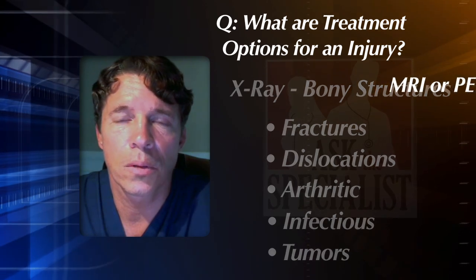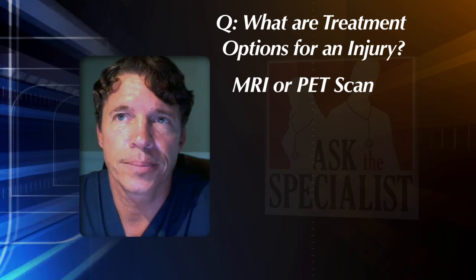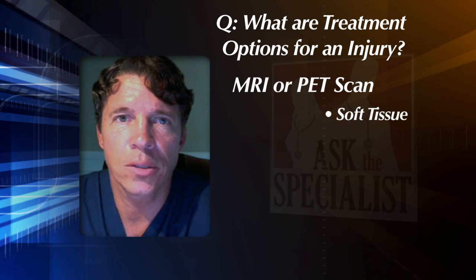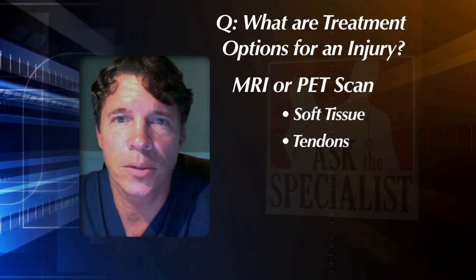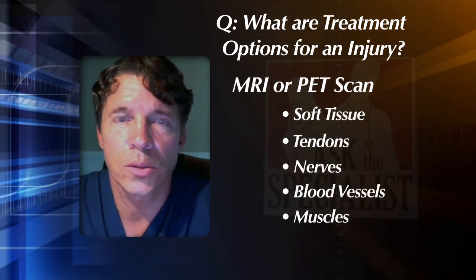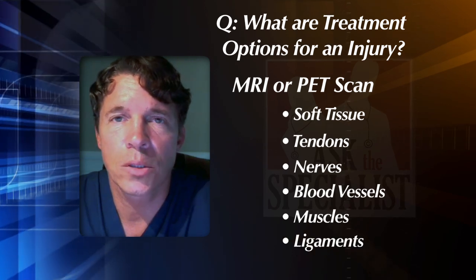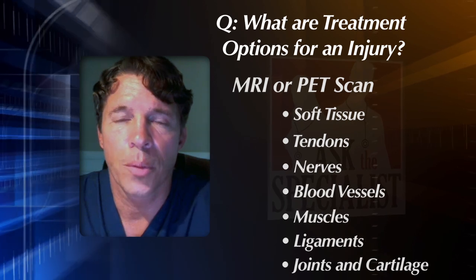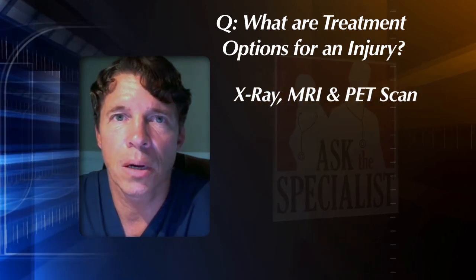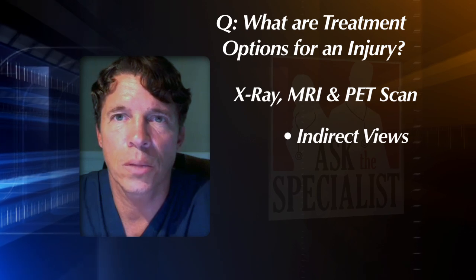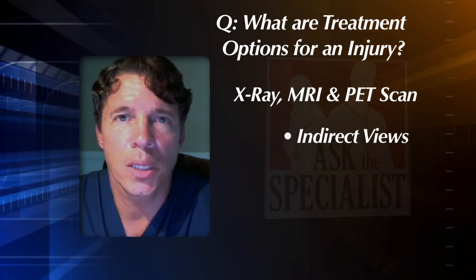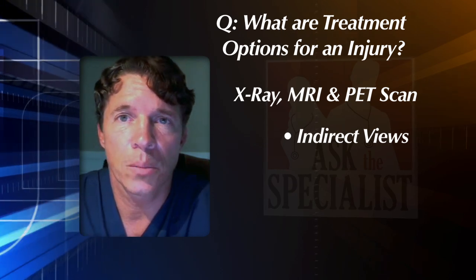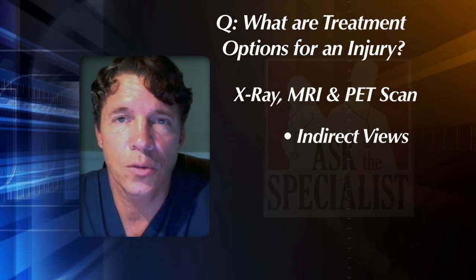Another data collection tool is an MRI or a PET scan, in which the MRI is looking more specifically at soft tissue. It's very good for looking at tendons, nerves, blood vessels, muscles, and ligaments. It also can show some arthritic changes in the joints when it looks at the actual cartilage. The problem with x-rays and the problem with MRIs is they are indirect views of the tissue and they're subject to interpretation. Just because an MRI says there's nothing wrong doesn't mean there's absolutely nothing wrong, and sometimes it can miss stuff because of the way the actual technique is utilized.